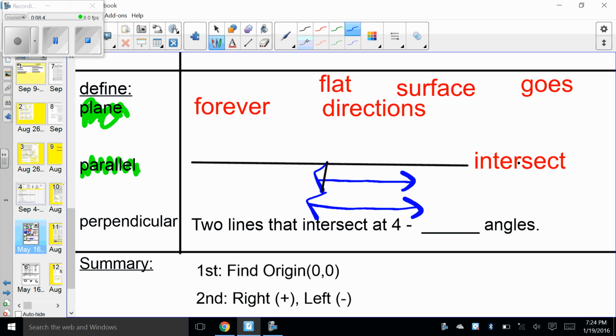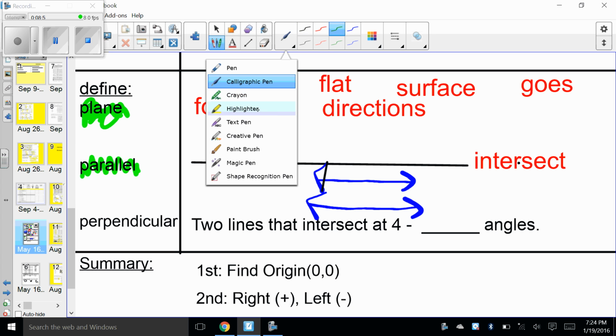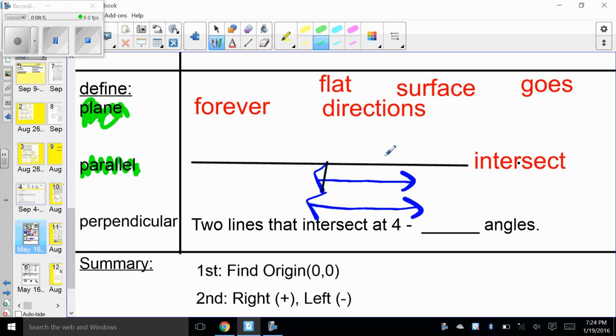Two lines are parallel. Hopefully you're able to fill in this next definition then. We would say the 2 lines that intersect at 4, what would be the word here? Hopefully you're able to handle what word would go here at 4, and the word is right angles. So at 4 right angles would be said to be perpendicular. So the word we're looking for there is perpendicular.